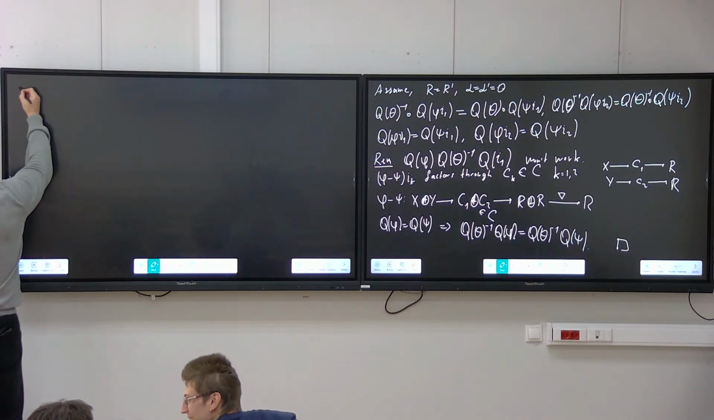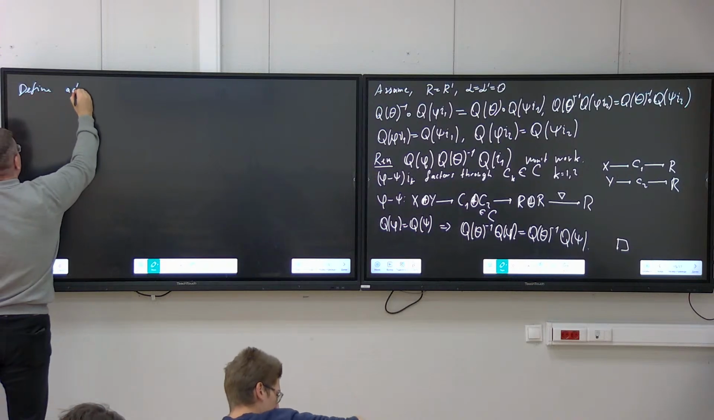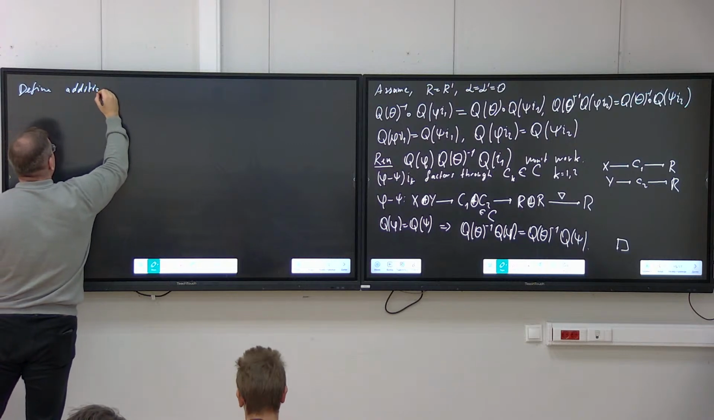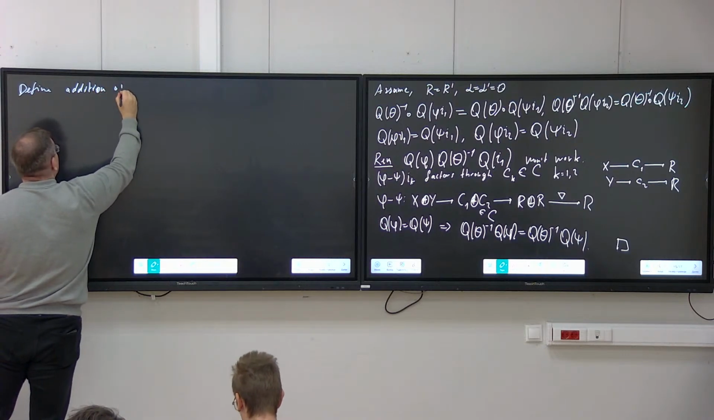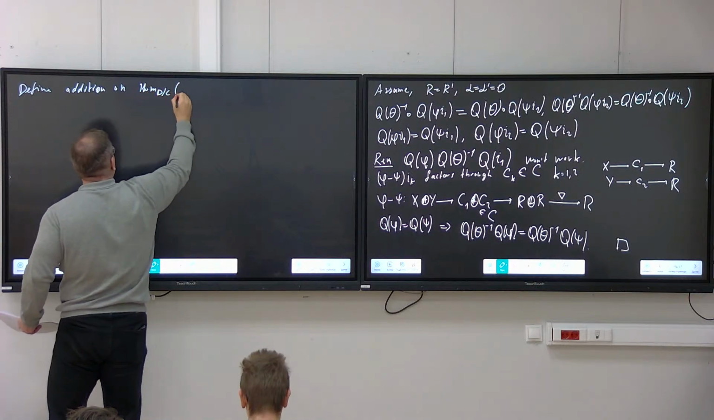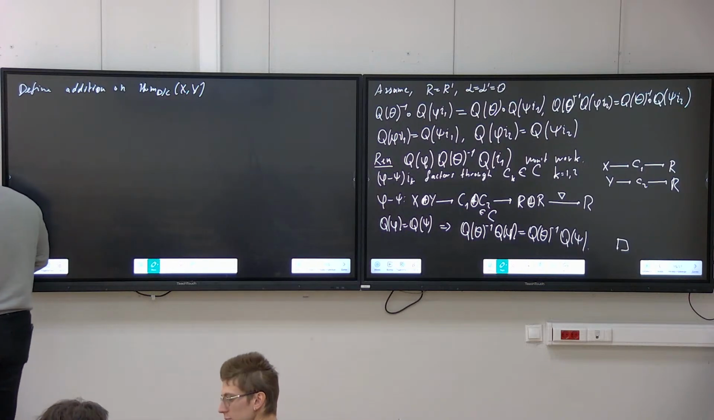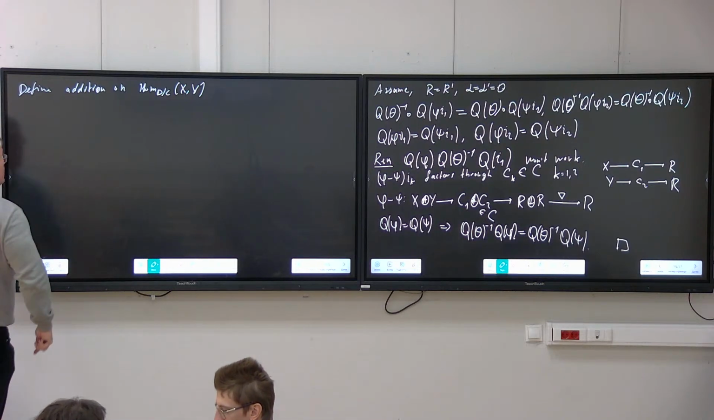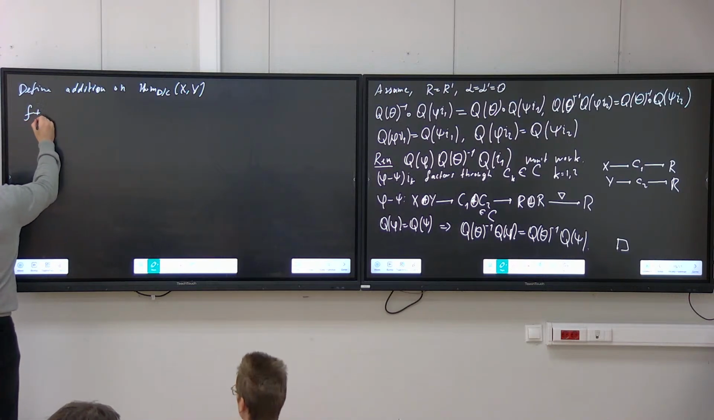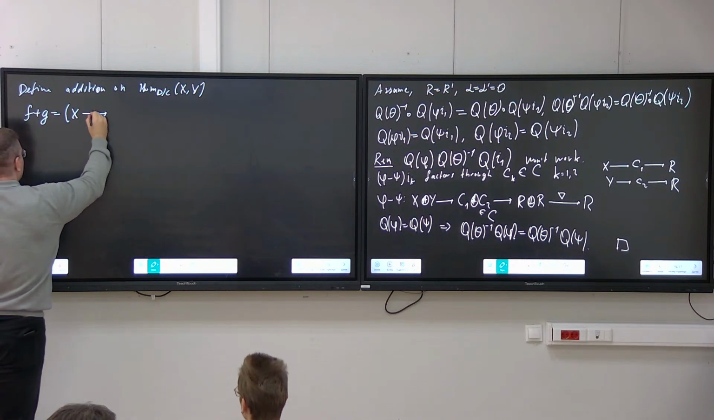Okay, so now we can define addition on sets of the quotient category, which is a kind of standard definition, right? If you have a category in which you have biproducts, you can automatically define addition by the following formula. Well, perhaps you already know this formula, I just try to remind you.